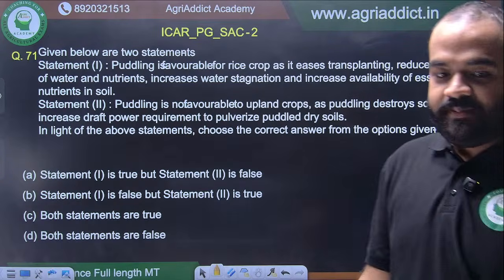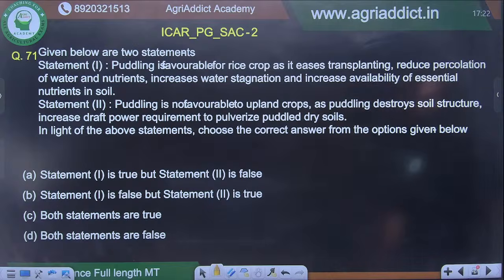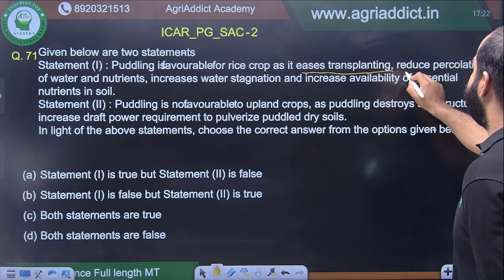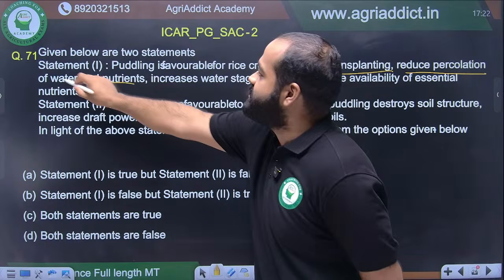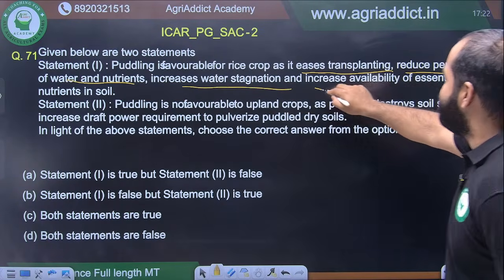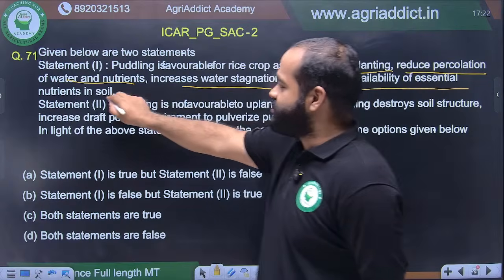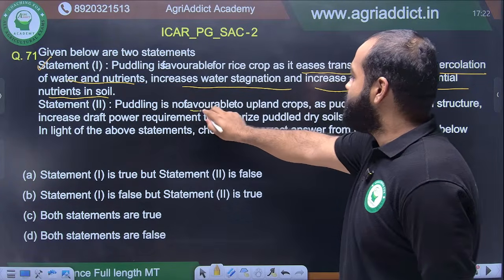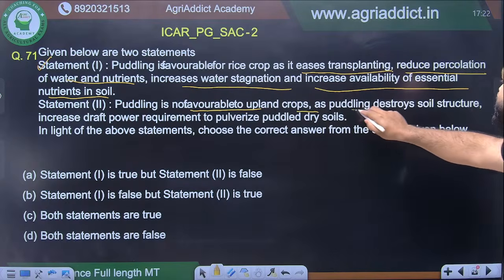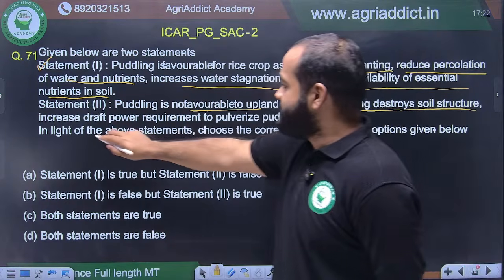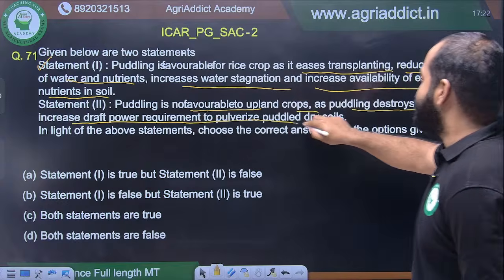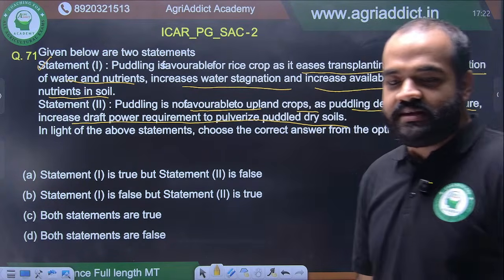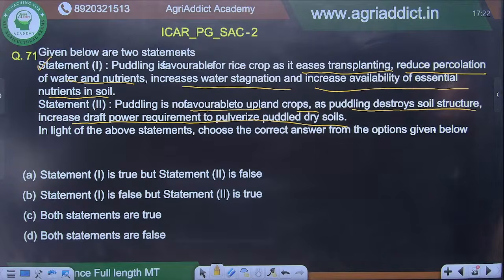Given below are two statements. Puddling is favorable for rice crop as it eases transplanting, reduces percolation of water and nutrients, increases water stagnation, and increases availability of essential nutrients in soil. This is statement 1. Statement 2: puddling is not favorable for upland crops as puddling destroys soil structure and increases draft power requirement to pulverize the puddled dry soils. So, which of the two statements is correct and which is wrong, or are both correct?